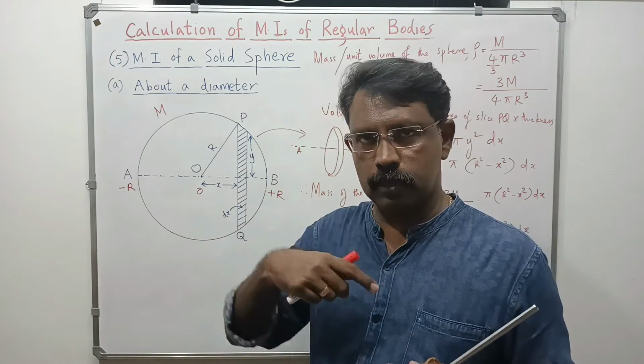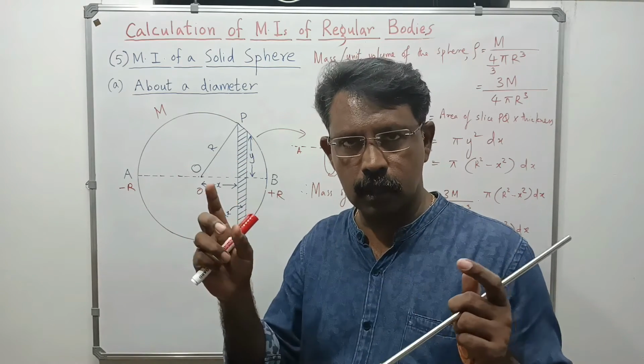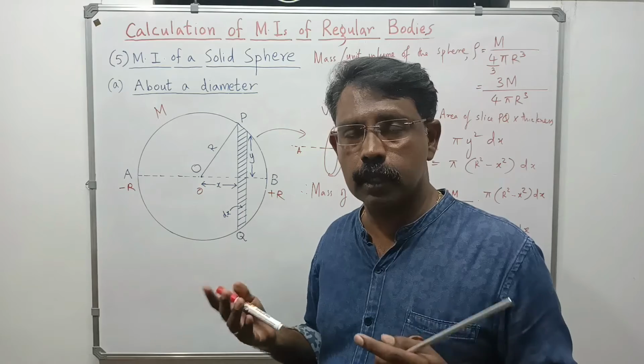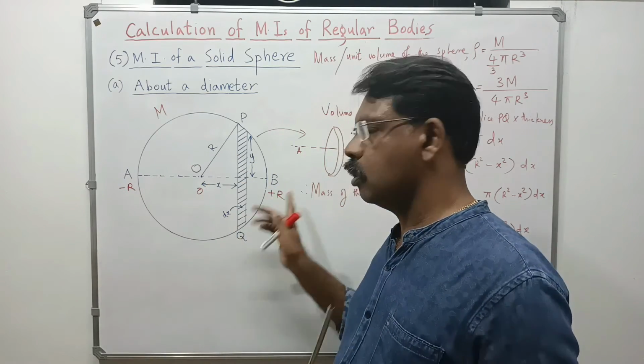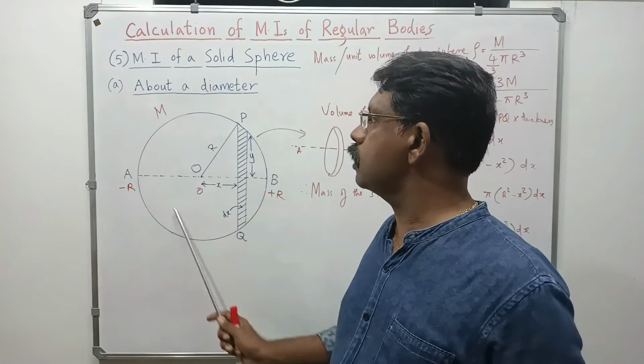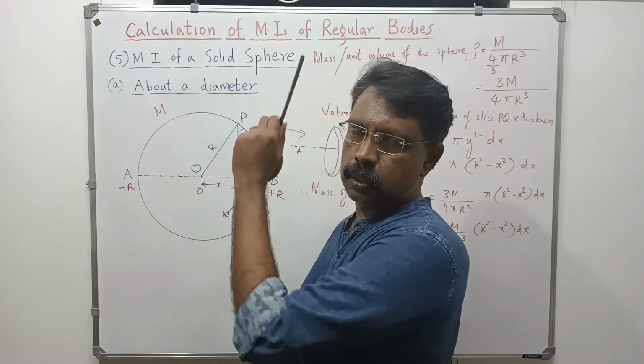So we can integrate. After getting the moment of inertia of this disk about this axis, I can integrate that expression within limits, from minus r to plus r. Then I will get the moment of inertia of the solid sphere about this diameter. That is our procedure.